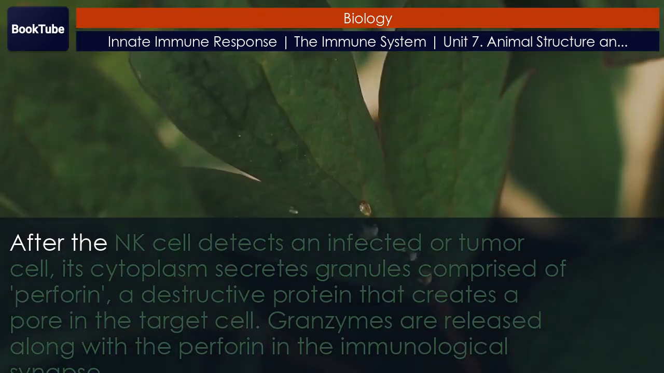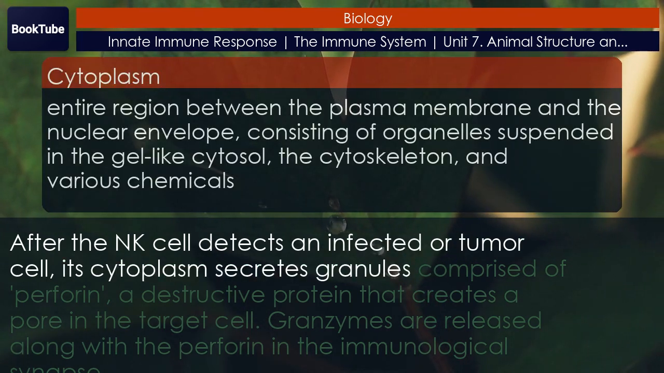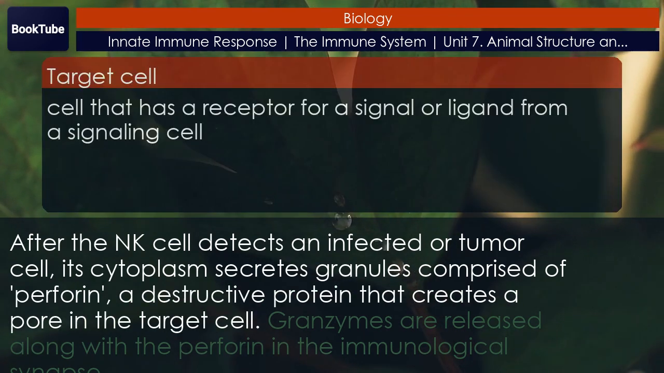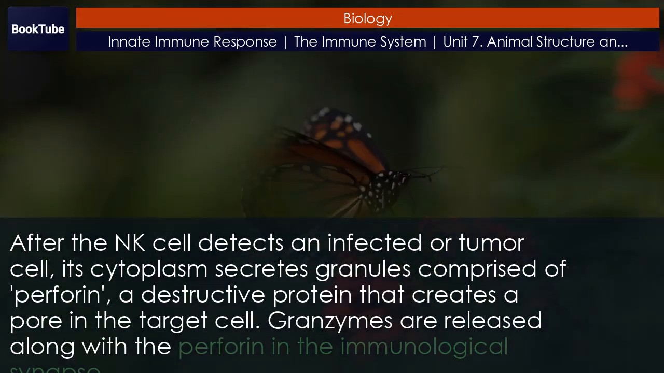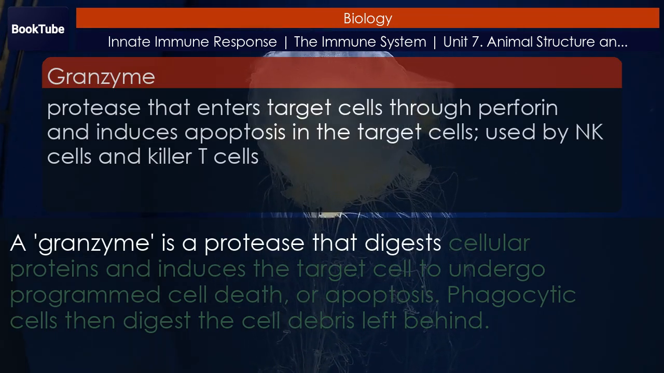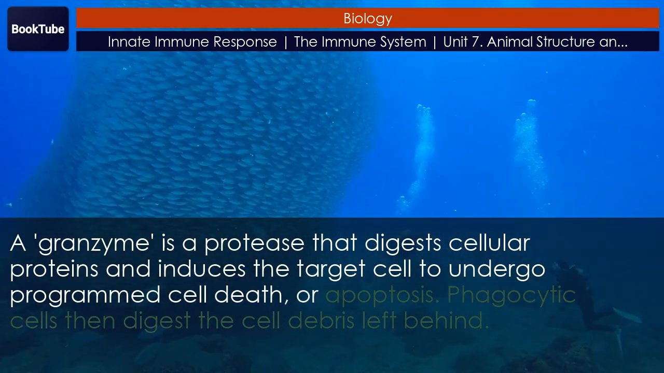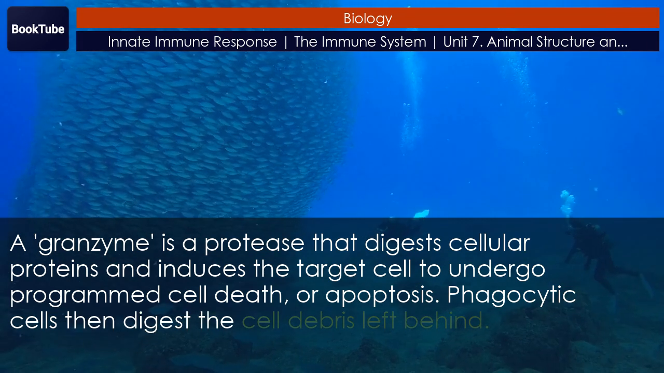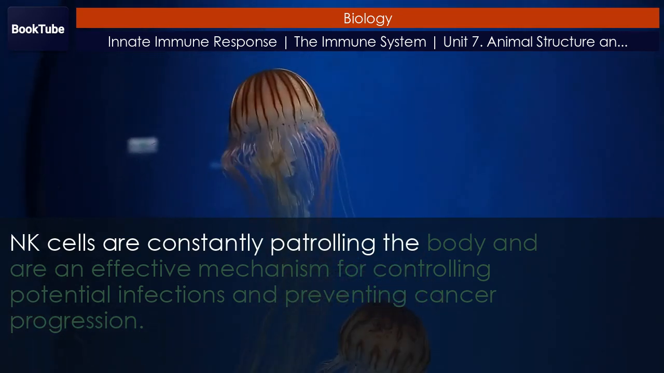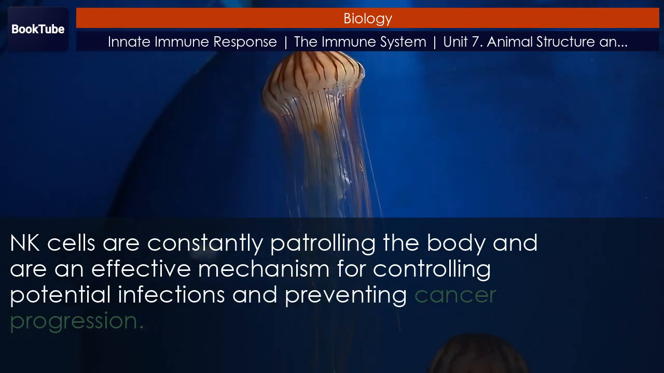After the NK cell detects an infected or tumor cell, its cytoplasm secretes granules comprised of perforin, a destructive protein that creates a pore in the target cell. Granzymes are released along with the perforin in the immunological synapse. A granzyme is a protease that digests cellular proteins and induces the target cell to undergo programmed cell death, or apoptosis. Phagocytic cells then digest the cell debris left behind. NK cells are constantly patrolling the body and are an effective mechanism for controlling potential infections and preventing cancer progression.